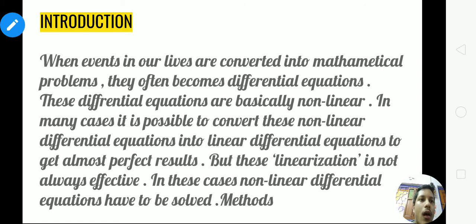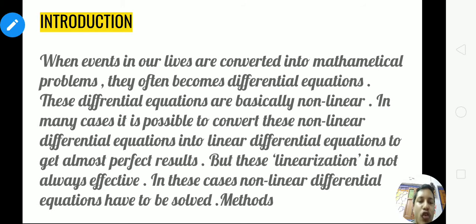Friends, we face a lot of situations in our daily life. Sometimes it is needed to convert those situations into mathematical problems. Sometimes those mathematical problems are in the form of differential equations. These differential equations are basically non-linear. In majority, those differential equations are in the form of non-linear differential equations.